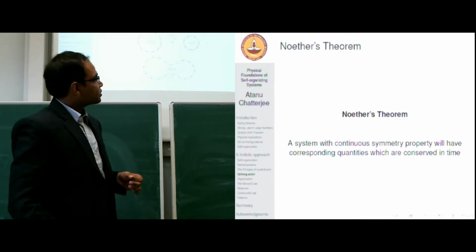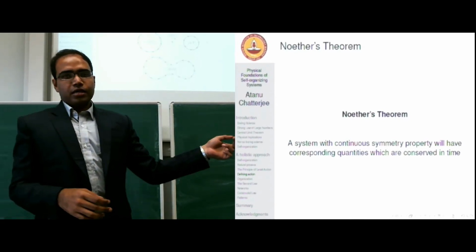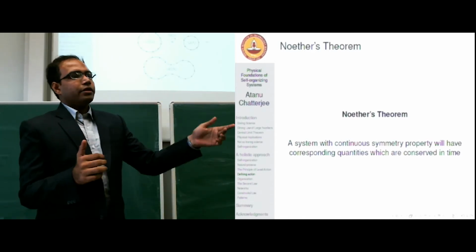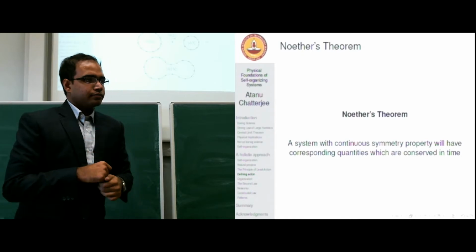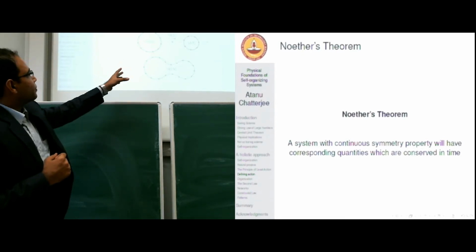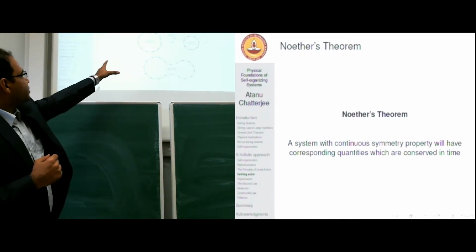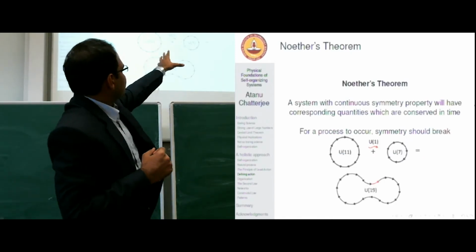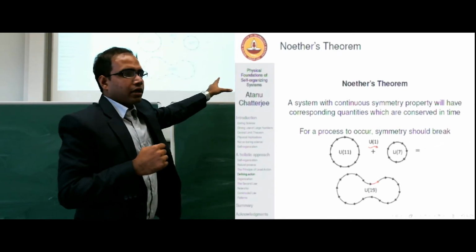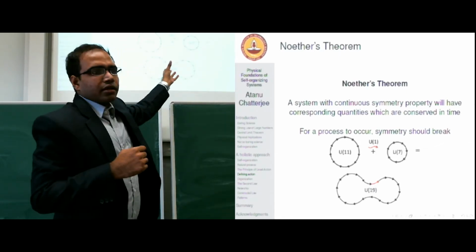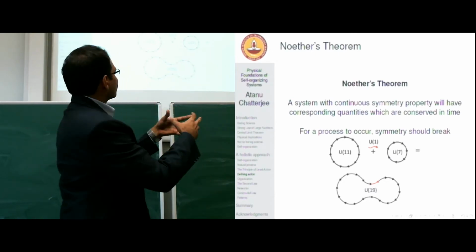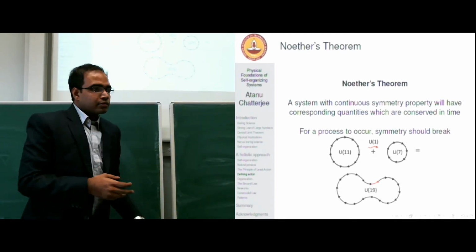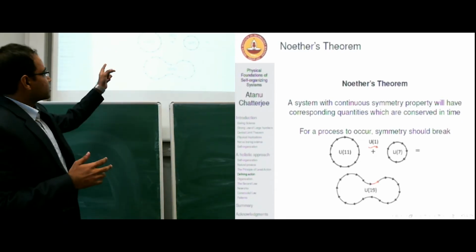So if any process has to occur, the symmetry should break. The symmetry of the system should be less than or equal to that of the medium in which the process is taking place. We have a simple pictorial example: an object made up of 11 quanta, and another object made up of 7 quanta, and some externally influenced 1 quanta comes up and they all combine and their symmetry class increases to 19. So if any process has to occur, the symmetry has to break.